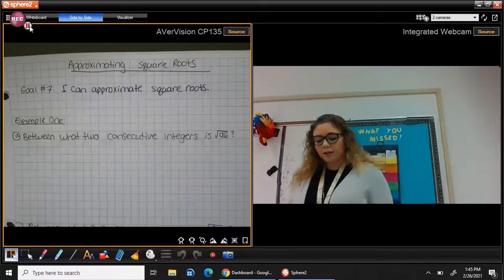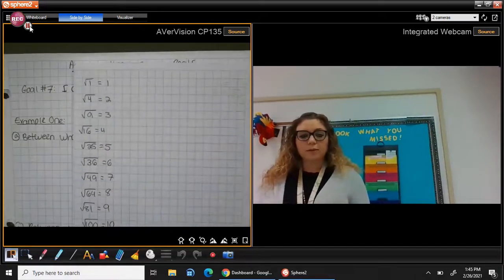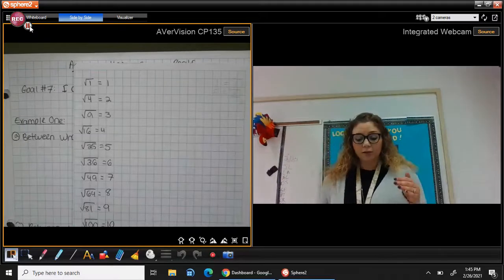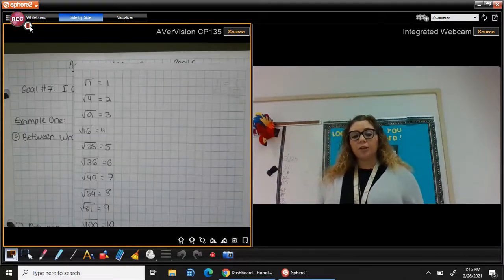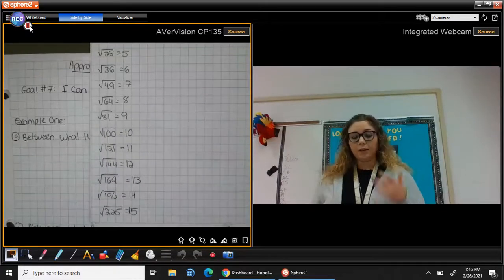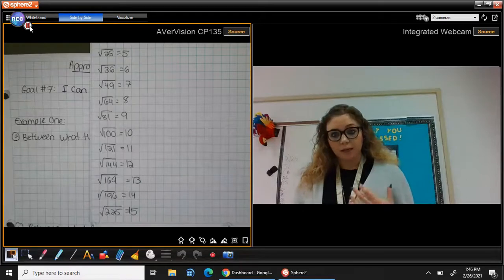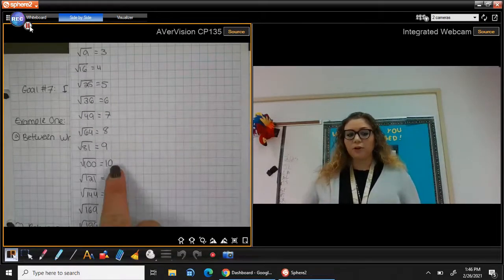So to do that, you need to have the first 15 perfect square roots memorized, okay? So if you look at the standards for North Carolina, they expect you to have all of these 15 memorized. If you don't have them memorized, it might be kind of hard for you to memorize them. But these are your perfect square roots.